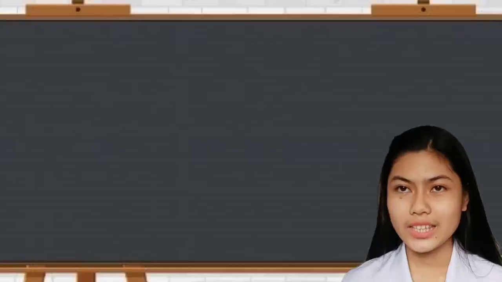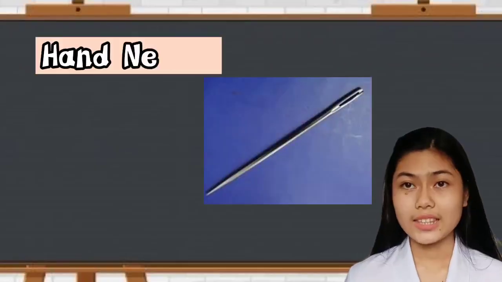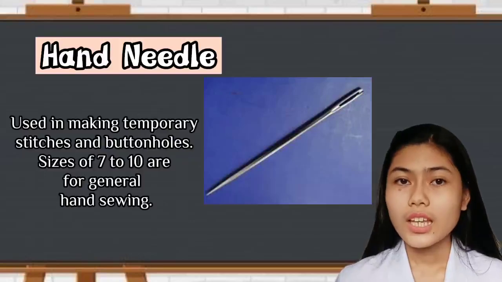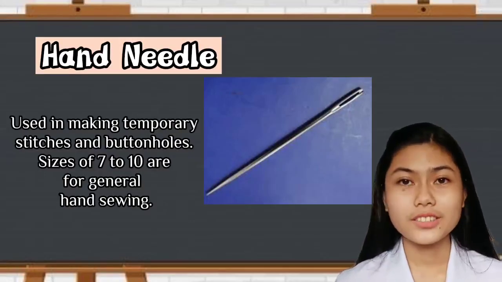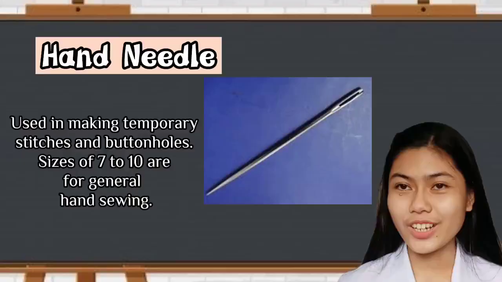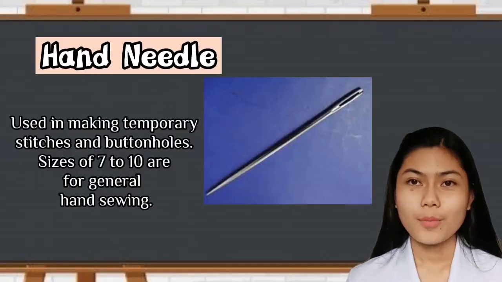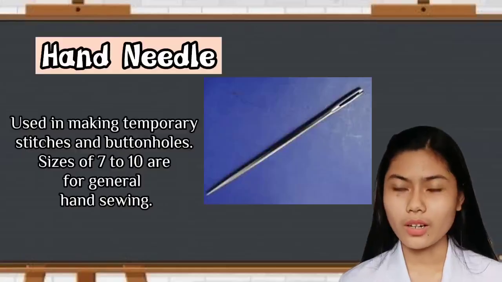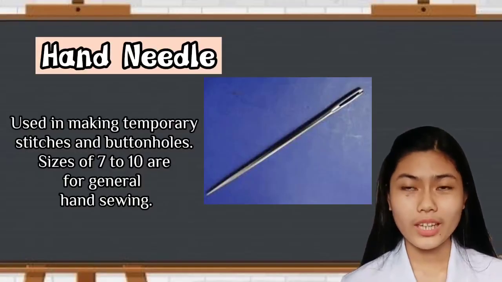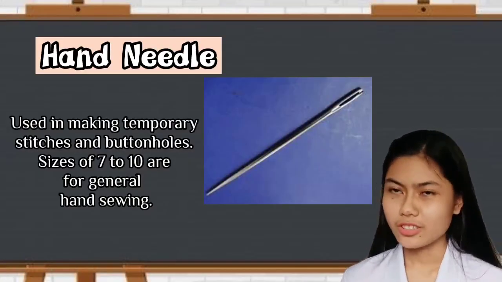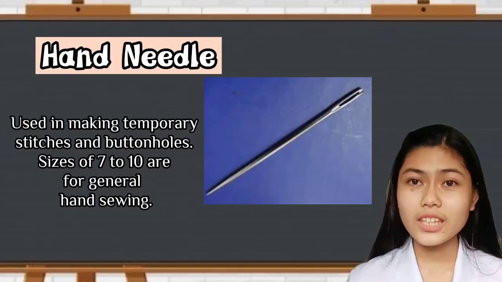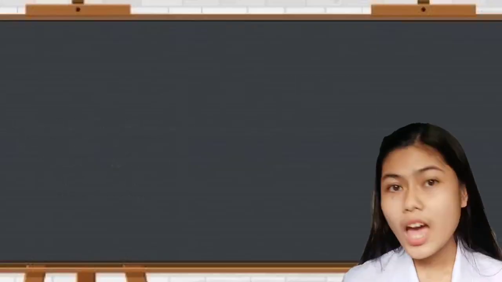Next, we have the hand needle. It is used to make temporary stitches and buttonholes. It is the main character in terms of sewing, because without the hand needle we can't repair our broken sleeves or shorts, or we can't make the dress or the garments that we are going to make.